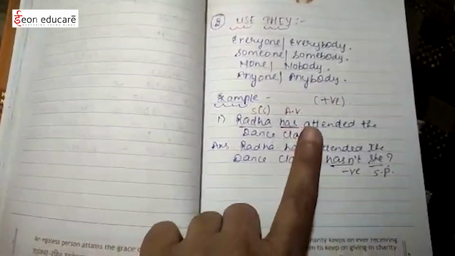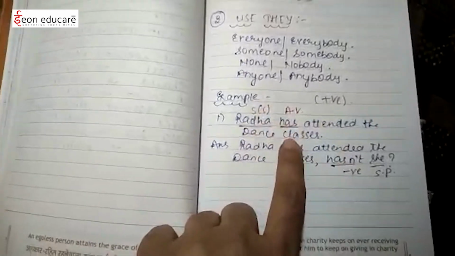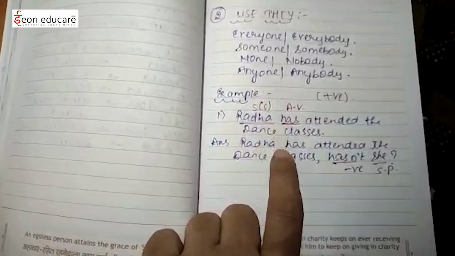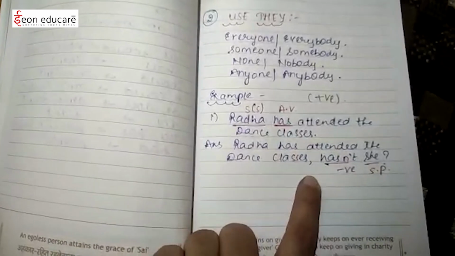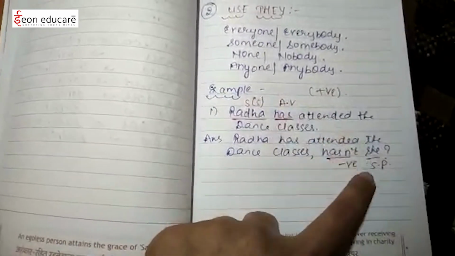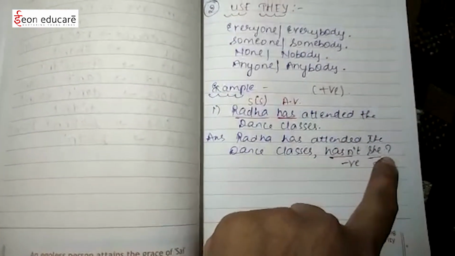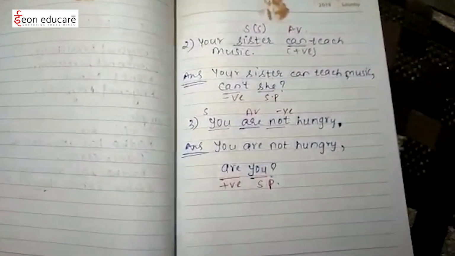Check out, auxiliary verb is there. Yes, this is what my subject. Statement is positive or negative? Positive. So answer would be Radha has attended the dance classes, hasn't she? "Has" gets converted into "hasn't", positive to negative. Radha, subject, that is subject pronoun "she", and ultimately we are putting what? Question mark.